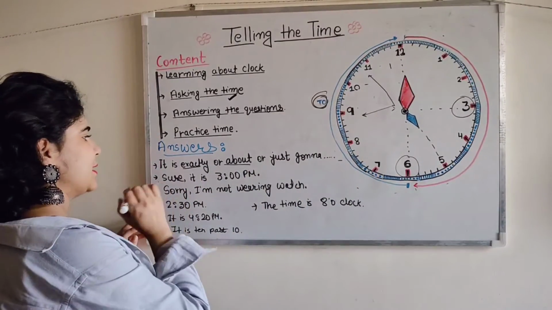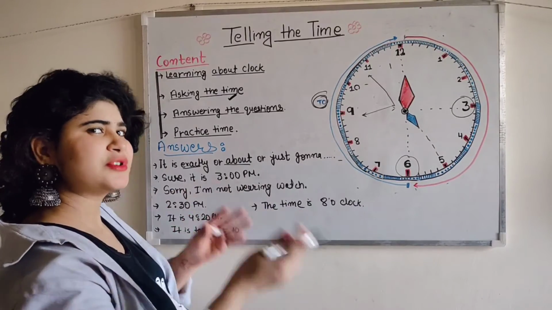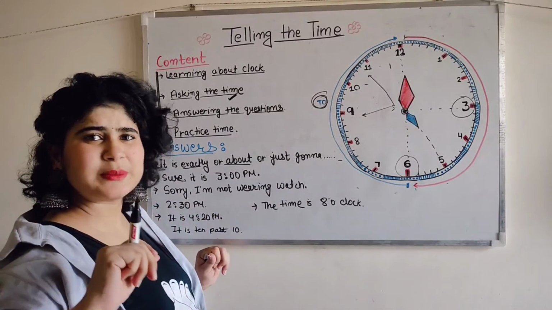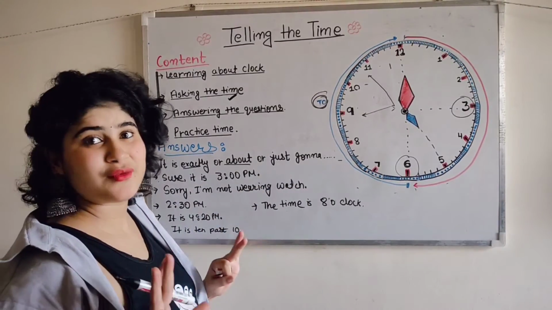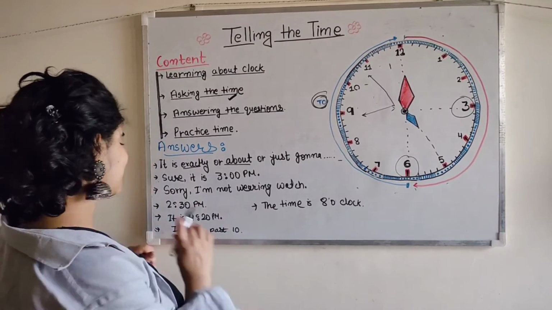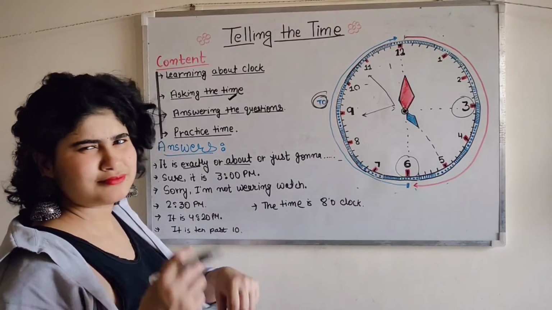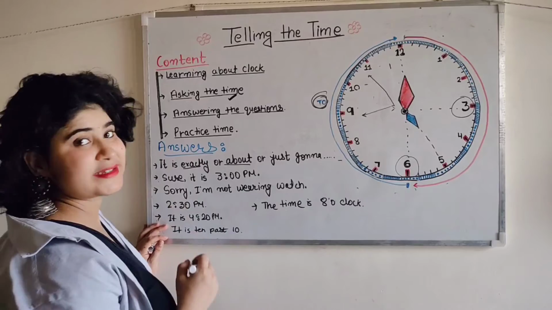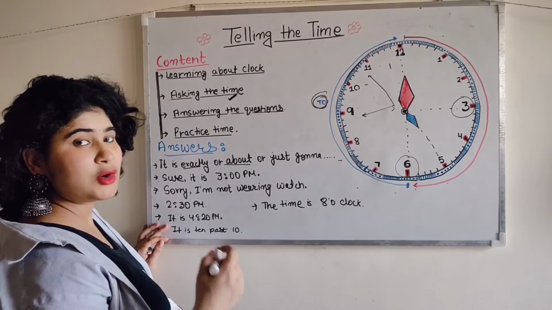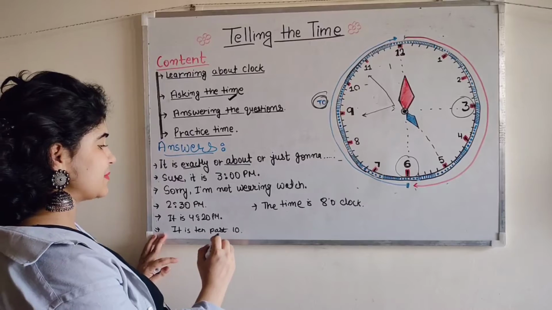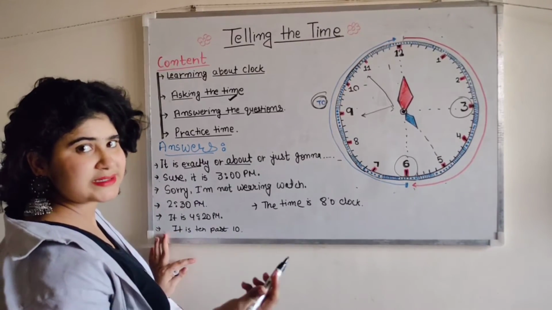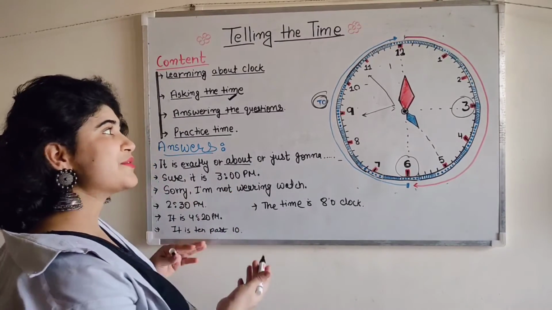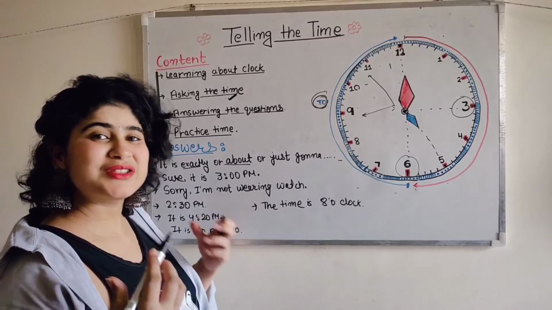Can you please tell me the time? Sure, it is 3 p.m. Can you please just tell me the time? Sorry, I'm not wearing a watch. Time please? 2:30. It is 4:20, or 20 past 4. It is 10 past 10. What is the time? The time is 8 o'clock. So these are the ways that we can use to answer the questions.